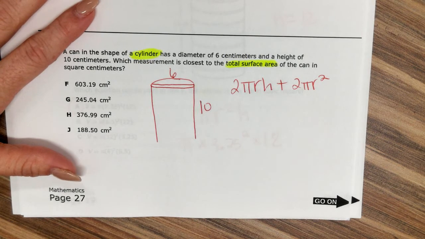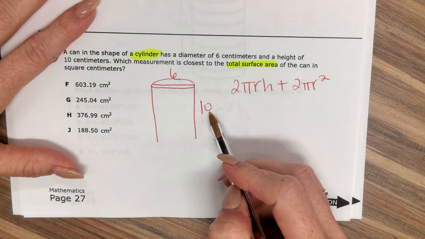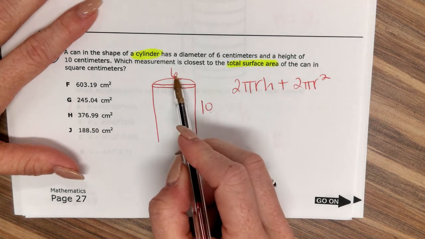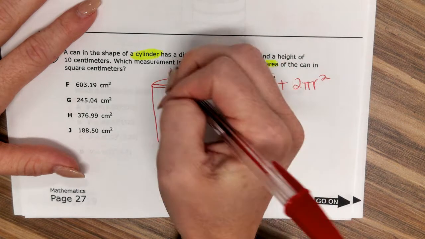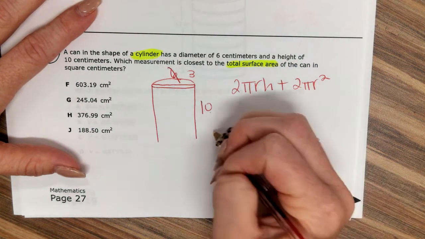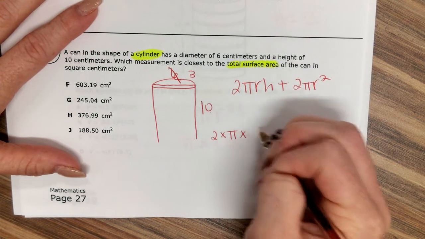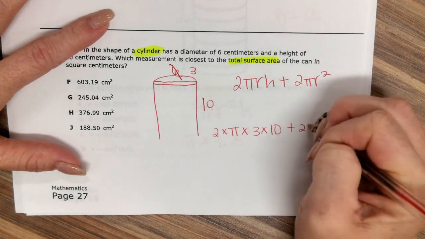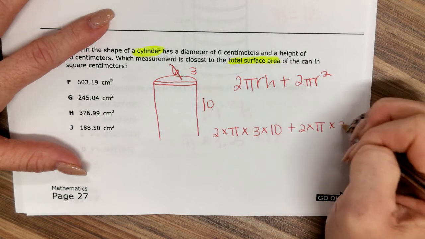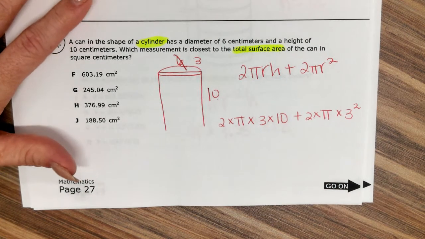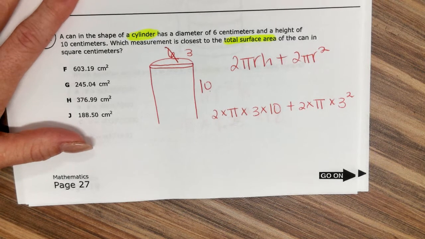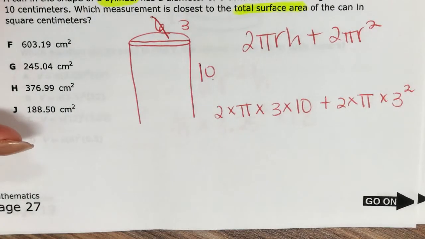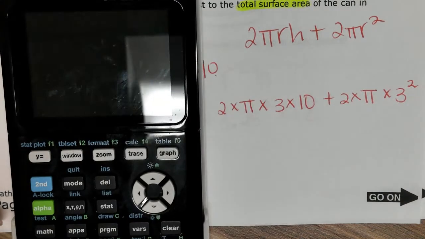Okay, I need a radius and a height. Did they give me a height? Did they give me a radius? They gave me a diameter. So what do I do to this number? Divide by 2, which becomes the radius. All right, so I'm doing 2 times pi times my radius times my height, plus 2 times pi times my radius squared. It looks like a long, hard formula, but all you're doing is plugging in an R and an H. So super, super easy. I type it in my calculator, and then I have my answer.